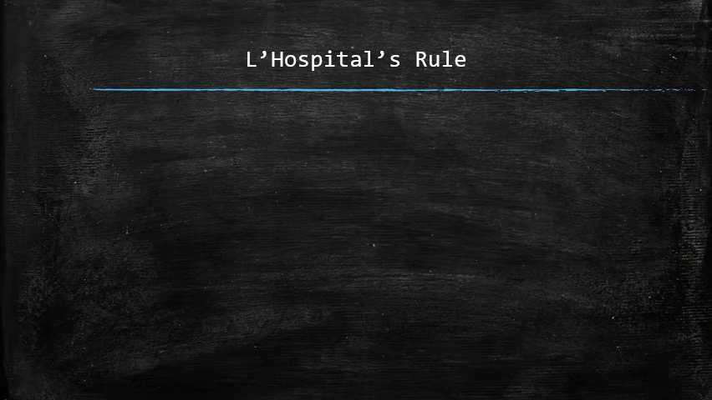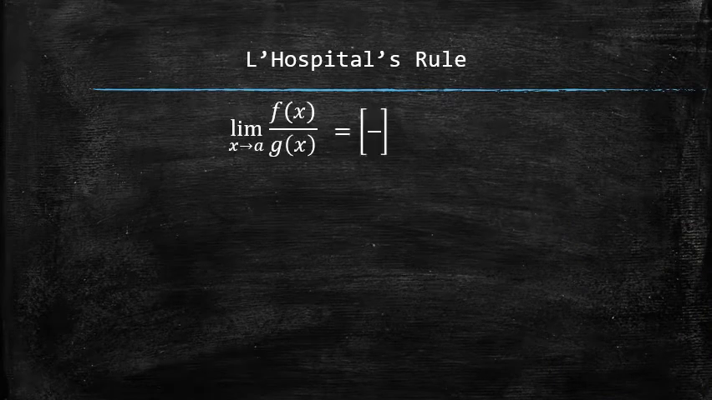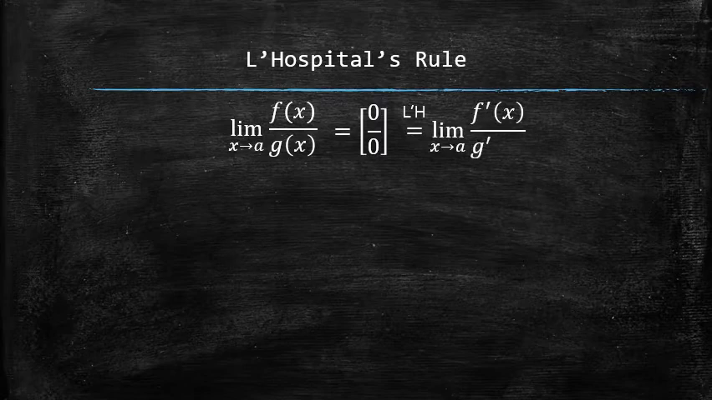In layman's terms, if you have a limit of the 0 over 0 type, then according to L'Hopital's rule, it is equal to the limit of the ratio of the derivatives of the numerator and denominator.